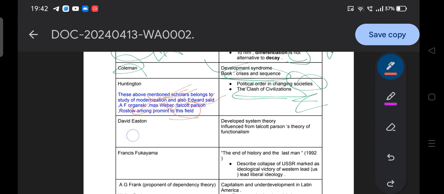So David Easton developed the systems theory, influenced by Talcott Parsons' theory of functionalism. They can simply ask the question: David Easton was influenced by whom? So you have to remember Talcott Parsons' functionalism theory. Okay, because that is the trend of the question, like Rawls was influenced by whom, or Gabriel Almond was influenced by whom. So this is the trend of questions.